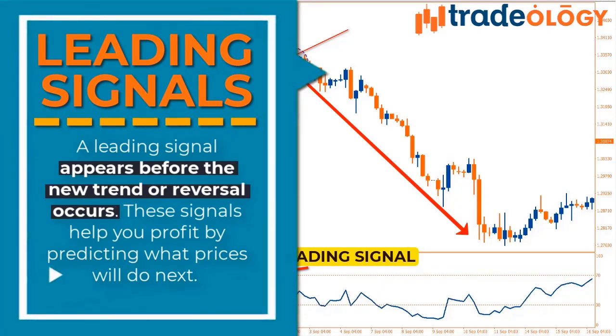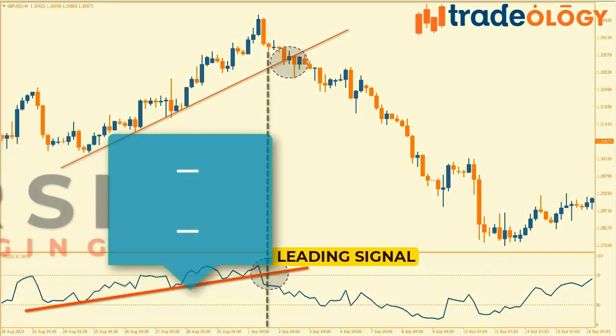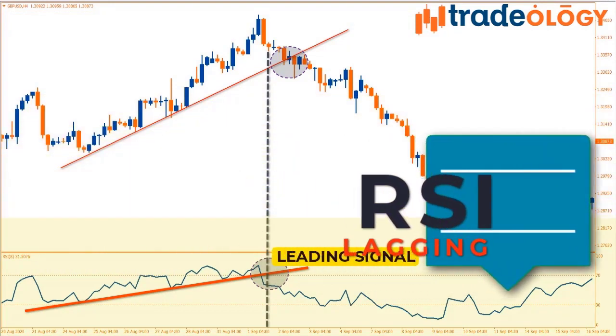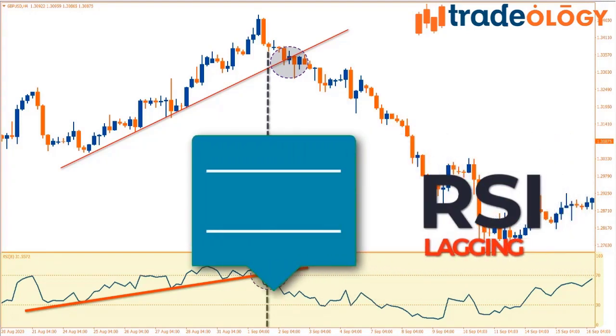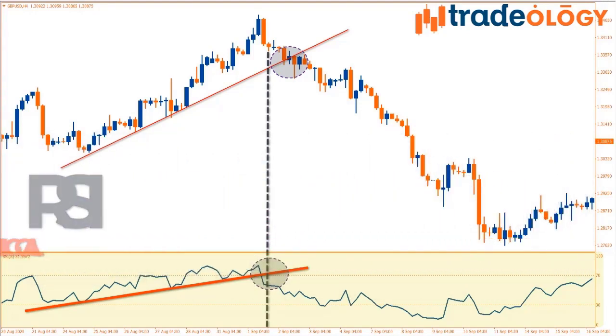A leading signal is like a hint that shows up before a new trend or reversal happens. These signals are really helpful because they let you make predictions about what prices will do in the future, which can lead to profits. On the other hand, the RSI is a lagging indicator by nature. A lagging indicator gives a signal after the trend has already started. The downside of using a lagging indicator is that you might enter a position later than you should.